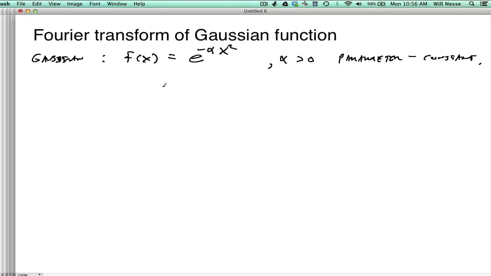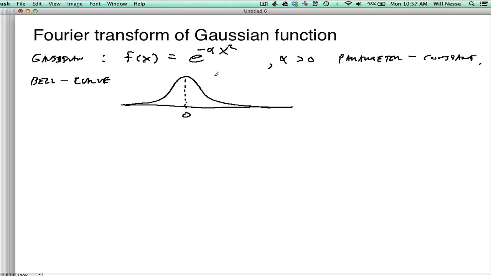Okay, so this function has a nice shape to it. It's sort of a bell curve. In fact, it is the bell curve. It's used commonly in probability and statistics. It shows up all over the place. And it looks like that. At 0, there's the peak to it, and it goes down like so.